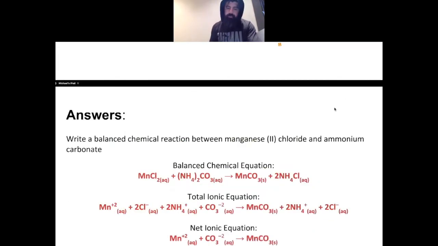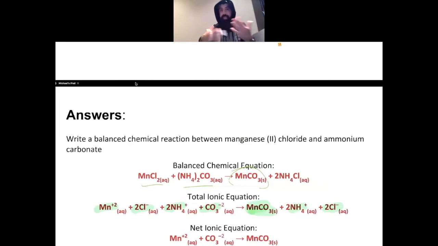Next example, here are the reactants. Remember, our reactants are always aqueous. We never look at the solubility table to find that. And the end result, the manganese carbonate that it forms, becomes the precipitate. So that is what stays as is. All the others separate into their ions, all of them separate into their anions and cations.